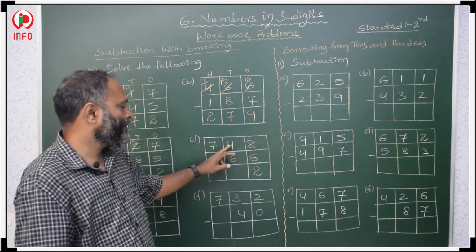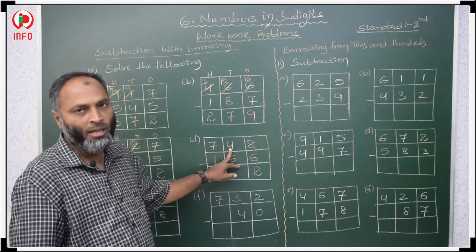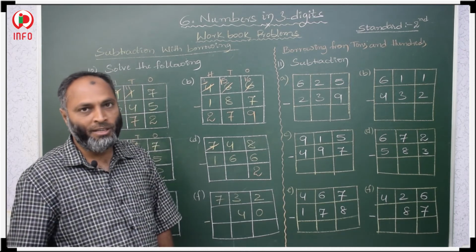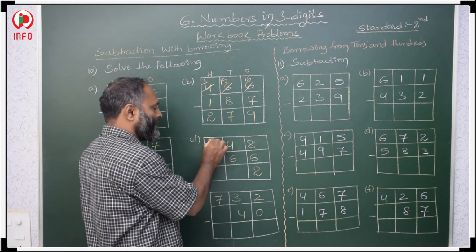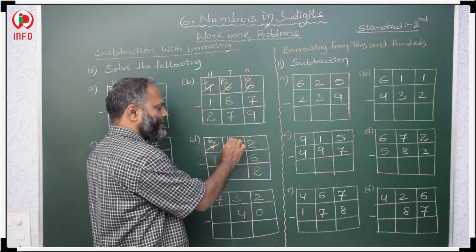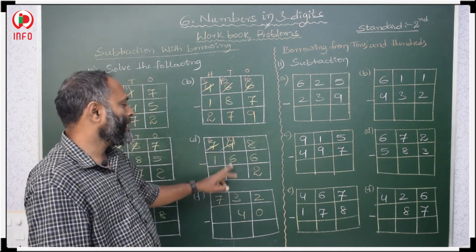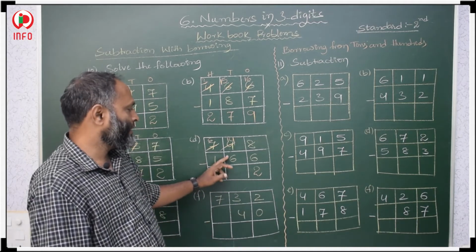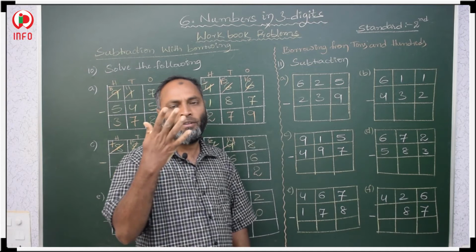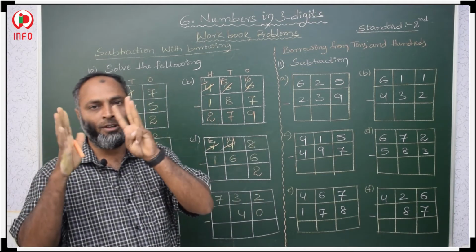Now after this, 4 and 6. 4 is smaller, then we have to take a borrow. In 700s, if you take 100 borrow, then 600s left. Here 100 is equal to 10 tens. 10 plus 4, 14 tens. 14 minus 6 means from 7 to 14 we have to count. 7, 8, 9, 10, 11, 12, 13, 14. Total 8 it is.